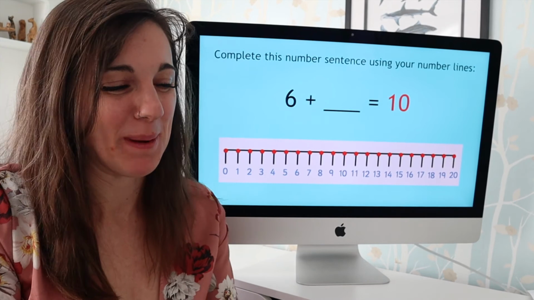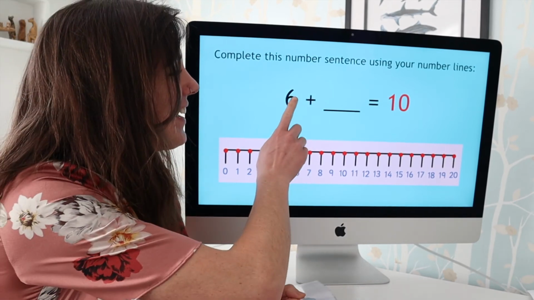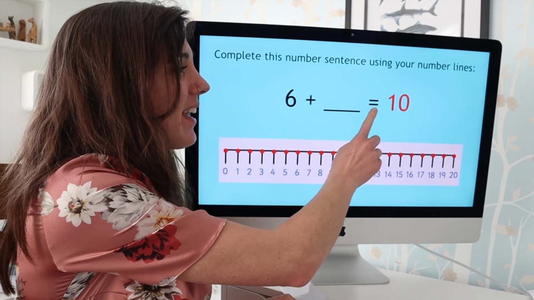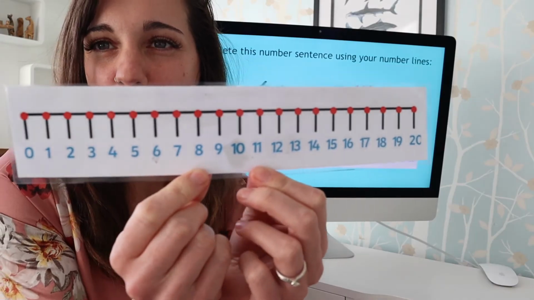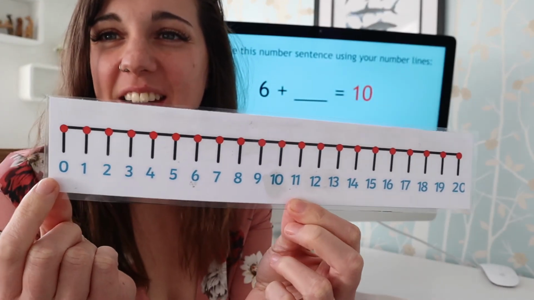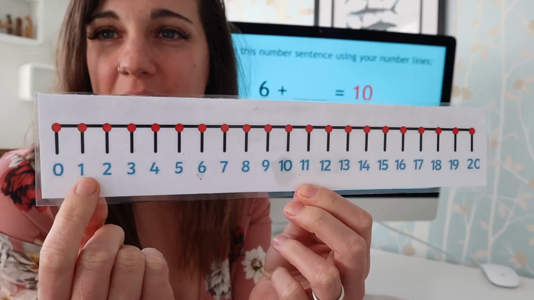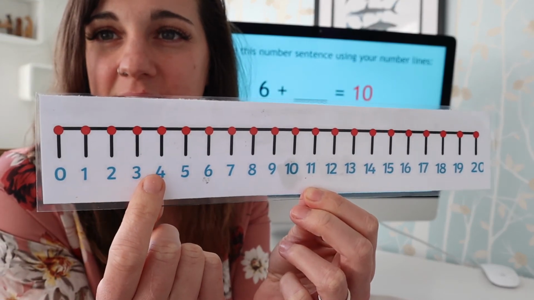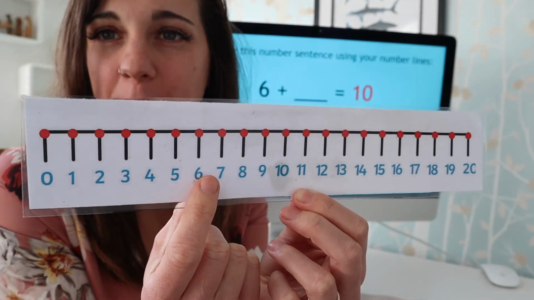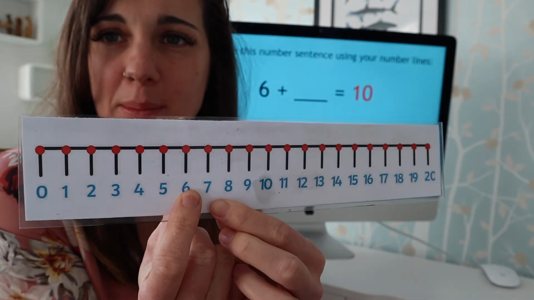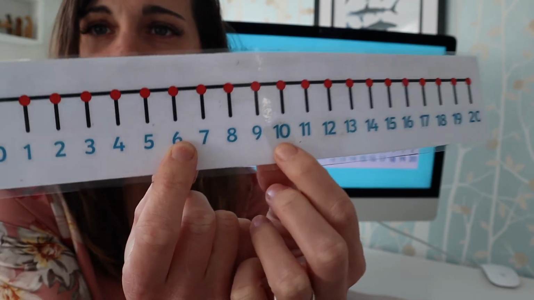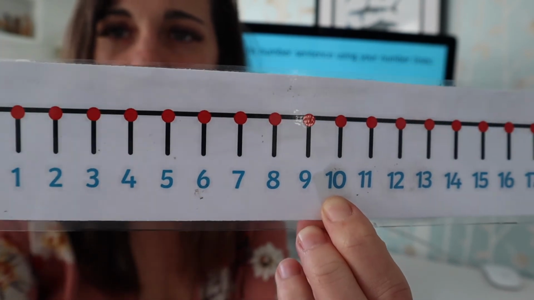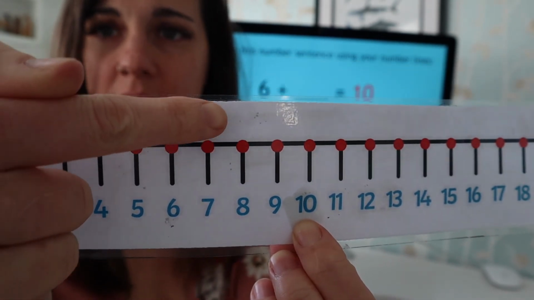Next slide. You should be getting really good at these now. 6 add something equals 10. I've got my number line back out. I'd like you to shout stop when my finger lands on number 6. Stop! We need to work out how many jumps we need to do to reach 10. Brilliant if you're shouting 4.